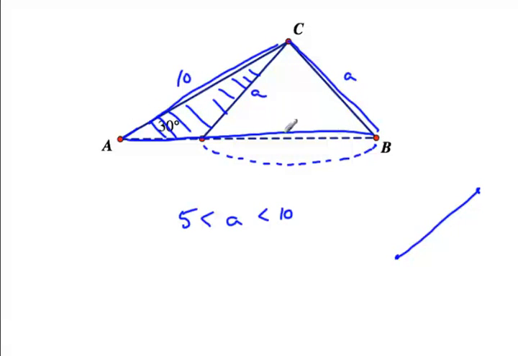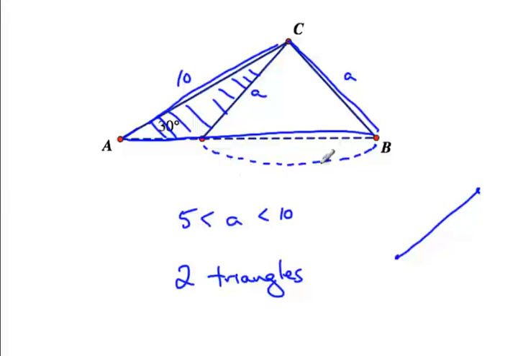We want a triangle consistent with the information of side length 10, angle 30 degrees, and the other side being A. So that's a circumstance where if A is less than 10 but greater than 5, and remember we got 5 from working out the side lengths in our right angle triangle, now we have two triangles that are consistent with the information that we're given.